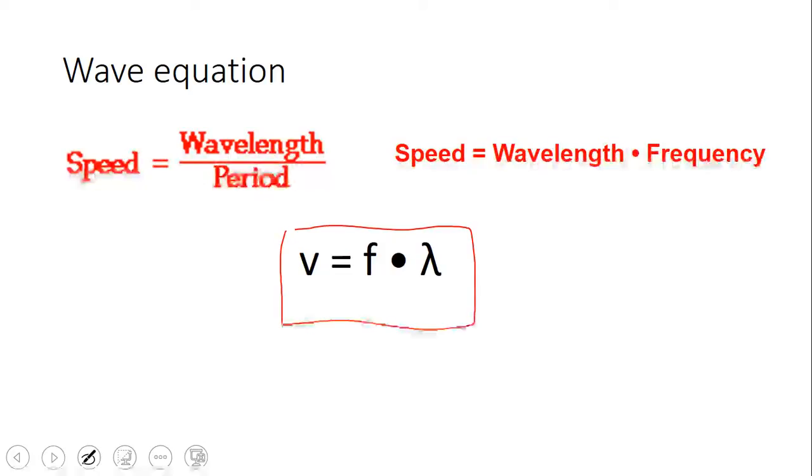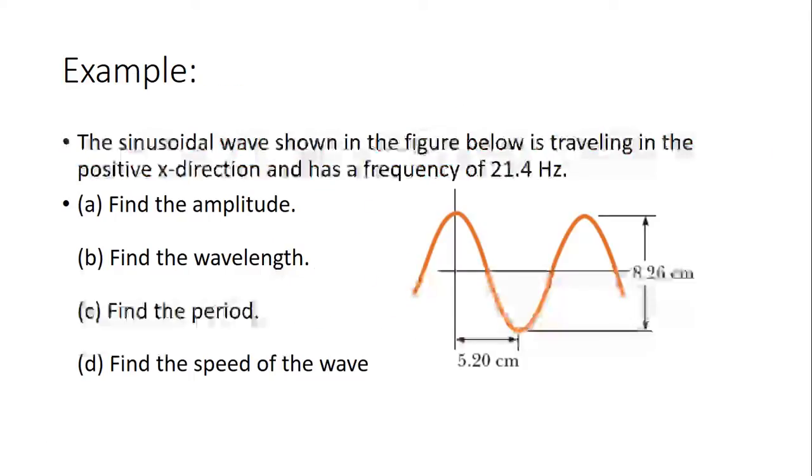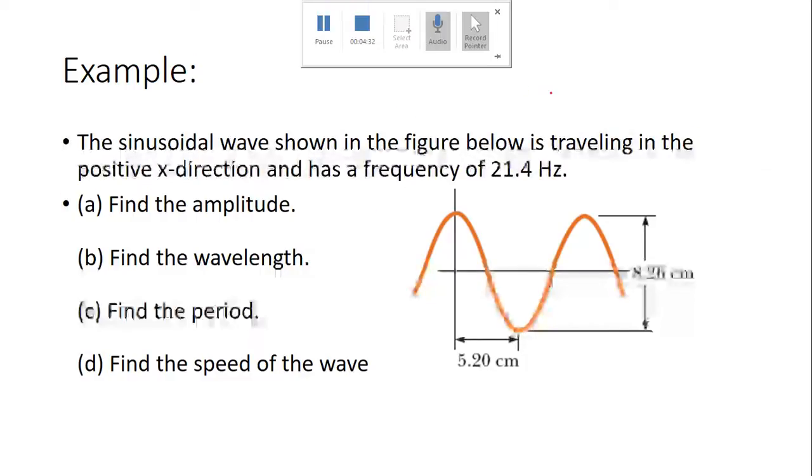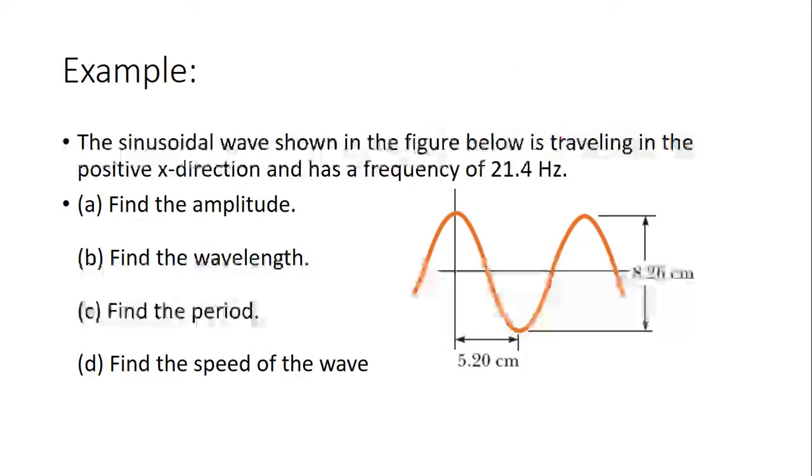And so now that we know this equation and the properties discussed, we can apply the concept. In this example, the sinusoidal wave shown in the figure below is traveling in the positive x direction and has a frequency of 21.4 hertz. Find the amplitude.